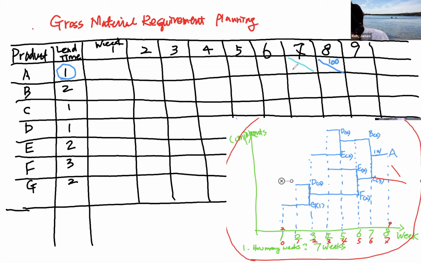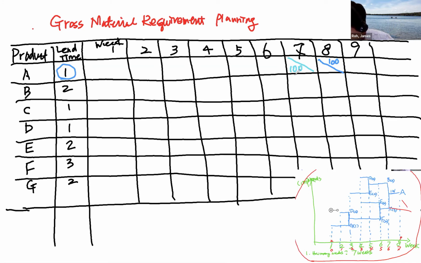Order date will be week 7. So you have to order it at week 7 so that you can have it made by week 8, 100 of them. So that's what it means by A. And then we have a B. B is at week 7, and how many of them do we need? So we know that it's going to be 200.